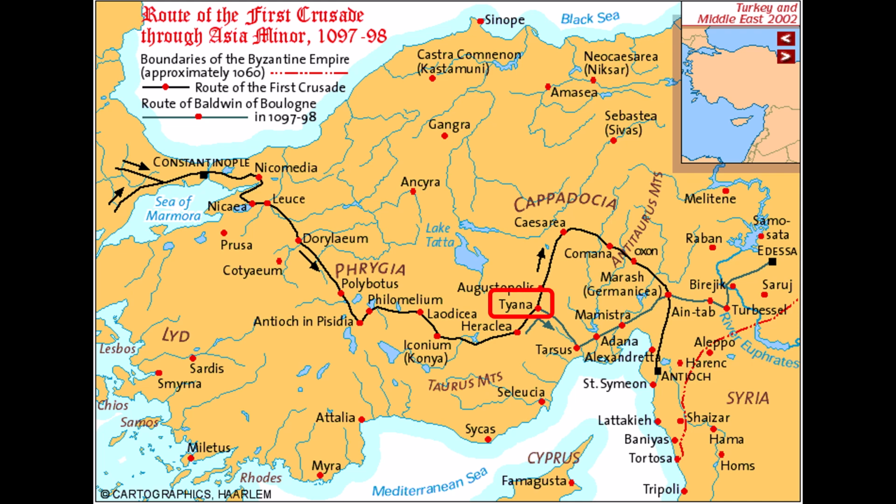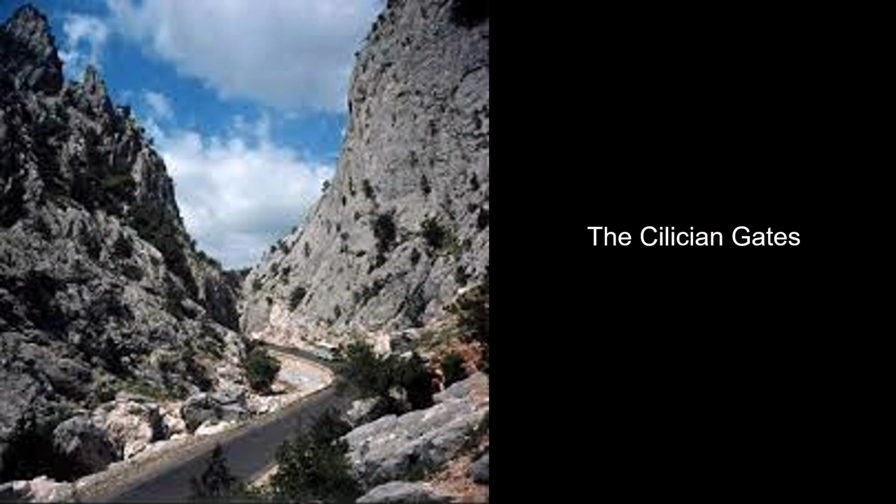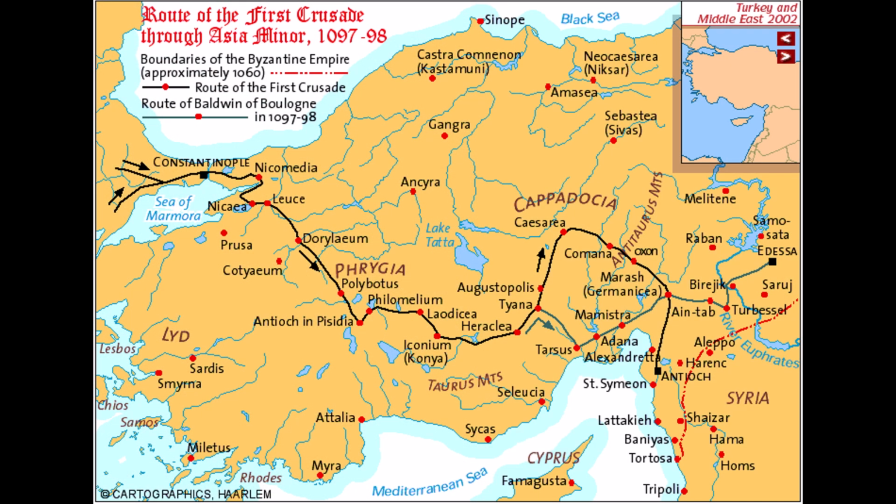Arriving at Tyana, the Crusader forces divided. Some feared travelling south to Tarsus, as they thought that they would be vulnerable to attack, as they had to go through the narrow pass known as the Cilician Gates. One group travelled north through the Christian territory of Cappadocia, and although they were Christian, they were not loyal to Byzantium.